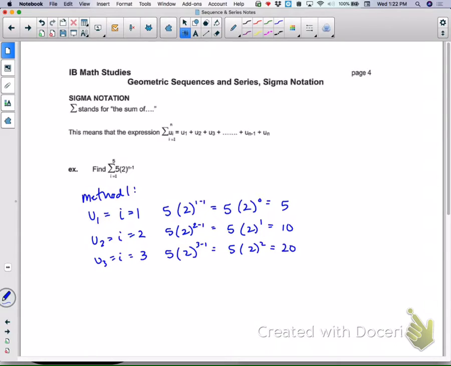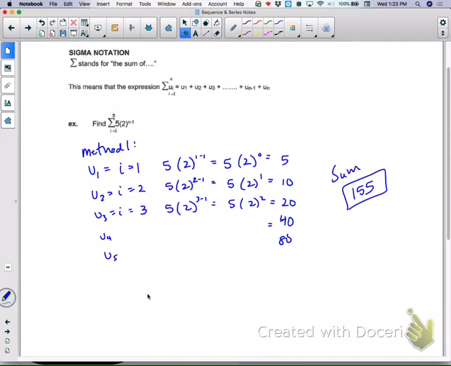Okay, we're multiplying by 2. So U sub 4 is going to be 40, and U sub 5 is going to be 80. So your sum now, you're going to add up those 5 numbers, is 155. Now, that's not a bad method. I've only got 5 numbers. You know, that's fine. But what if I've got 15 numbers? What if I've got 50 numbers? Then I want to use one of the formulas.